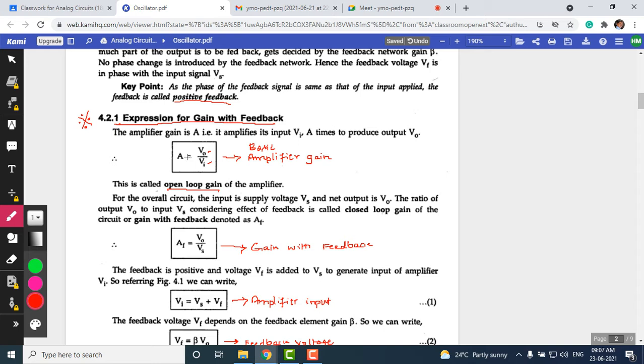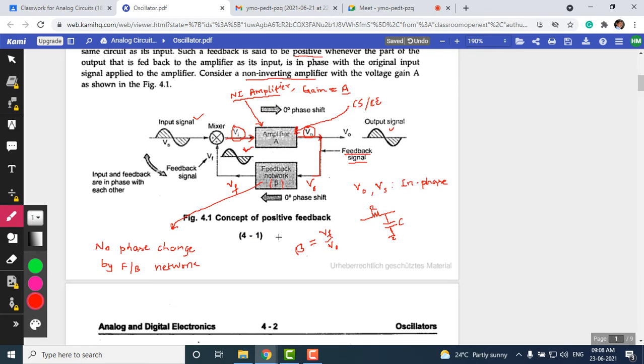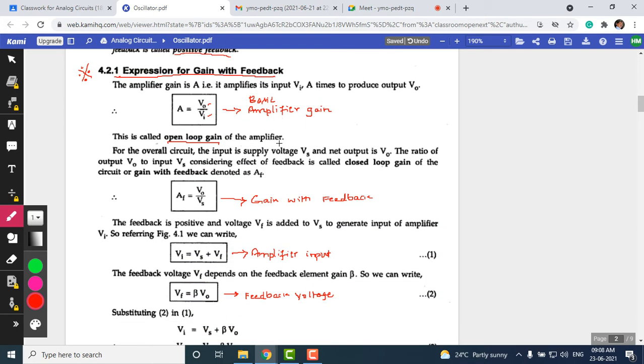Once we connect this amplifier with the feedback network, it becomes a closed loop gain. If you look at the amplifier alone, A is the open loop gain. For the overall circuit, the input is the supply voltage Vs, and the output is V naught. The ratio of V naught by Vs, considering the effect of feedback, is the closed loop gain. The moment we connect feedback to the amplifier, it can be shown simply as a basic amplifier and a feedback network, where we feed back from the output of the amplifier to the feedback network, and then it goes to the basic amplifier. This is the input, and here we have the output. Without feedback, it is the open loop gain A; with feedback, it becomes a closed loop gain.